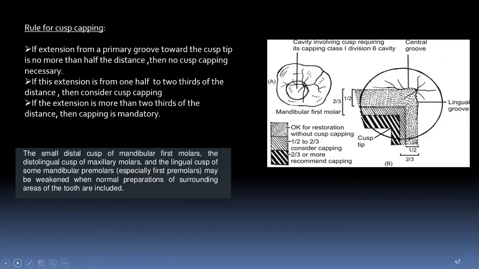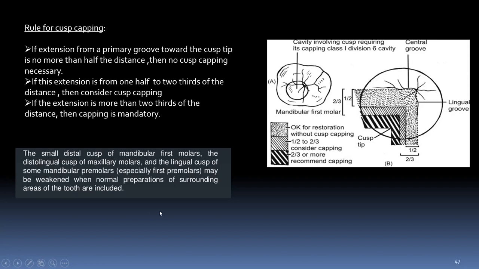There are certain rules for cusp capping. If the extension from a primary groove toward the cusp tip is no more than half the distance, then no cusp capping is necessary. If the extension is more than 1/2 to 2/3 of the distance, then we can consider cusp capping. And if the extension is more than 2/3 of the distance, then capping must be mandatory.